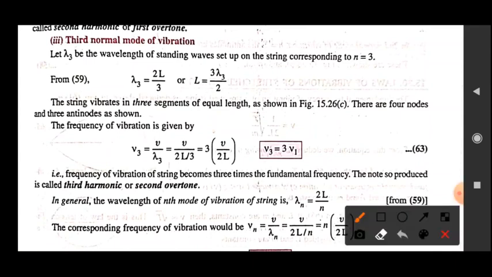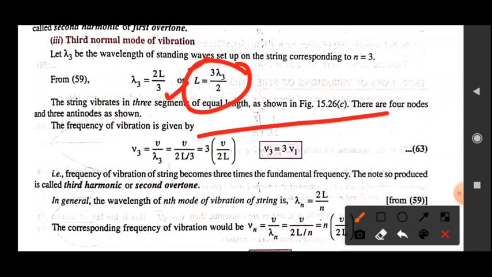Now for the third normal mode you can also calculate. Suppose lambda 3 is the wavelength. Again, as we have the formula lambda is equal to 2L upon n, if you put in the value of n, we get L equal to 3 lambda 3 by 2. It shows that over the complete length of the wire, we have 3 by 2 lambda, which we can write as lambda plus lambda by 2.